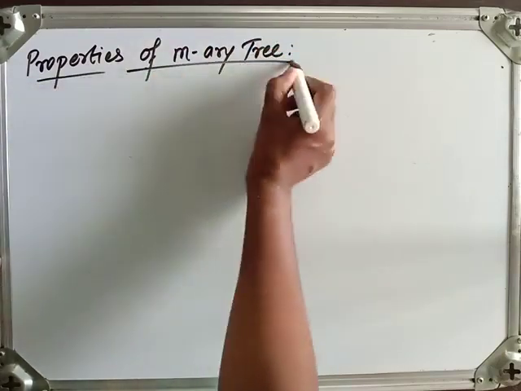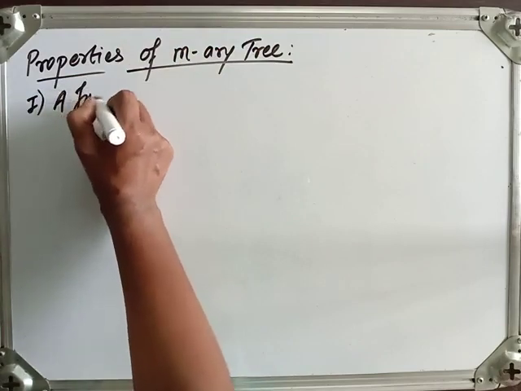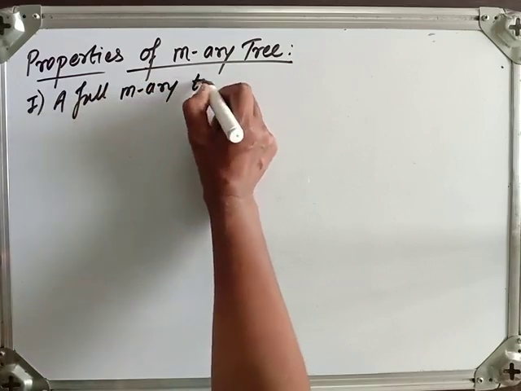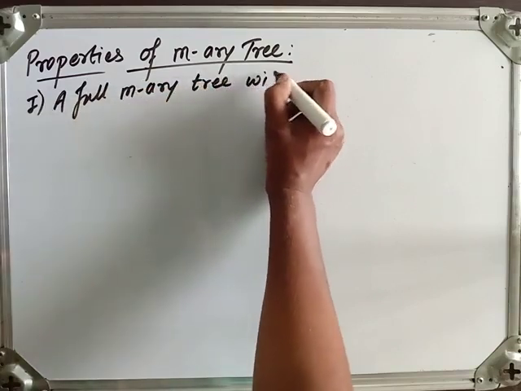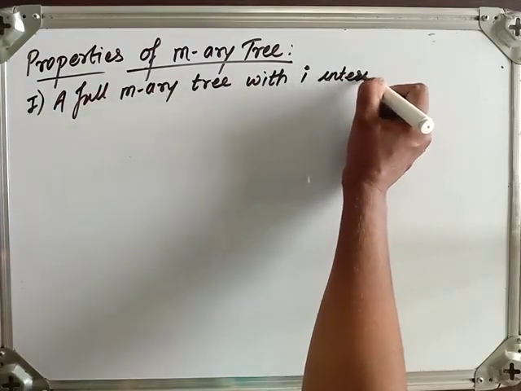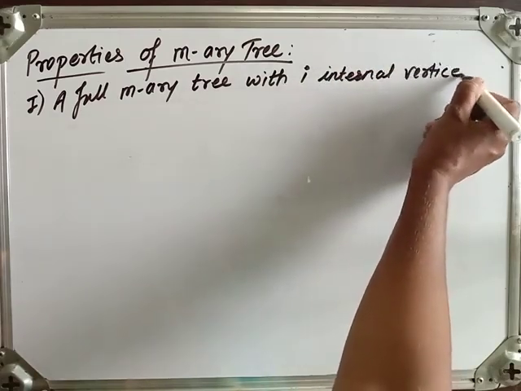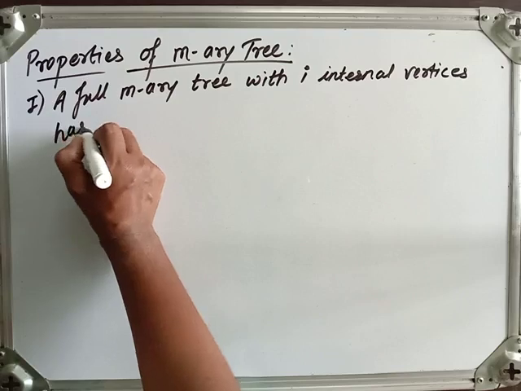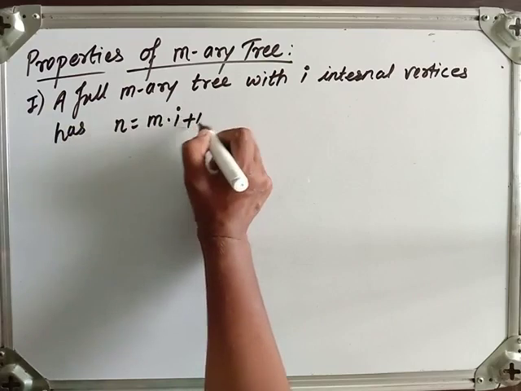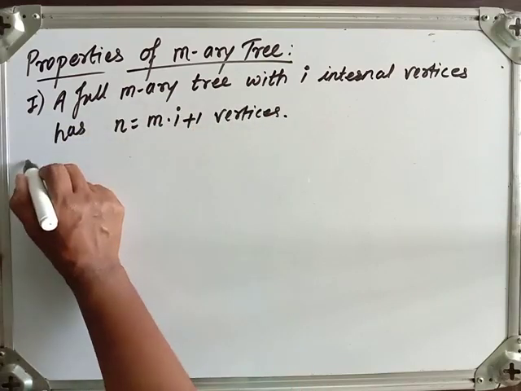The first property says that a full m-ary tree with I internal vertices has n equal to m into I plus 1 vertices. Now, how can we say this? Let's see the proof of it.